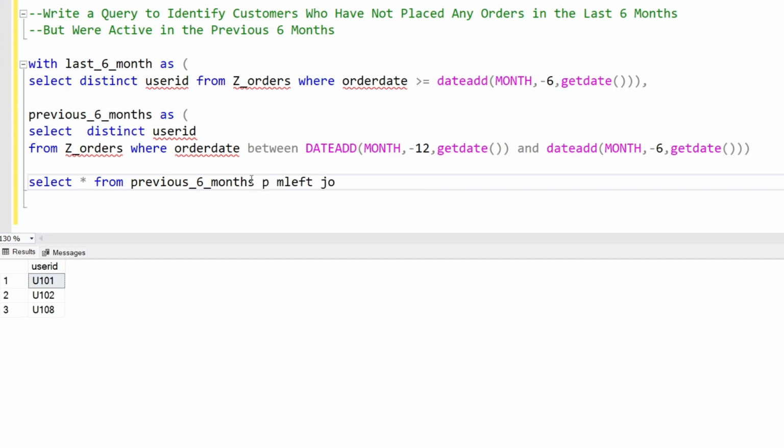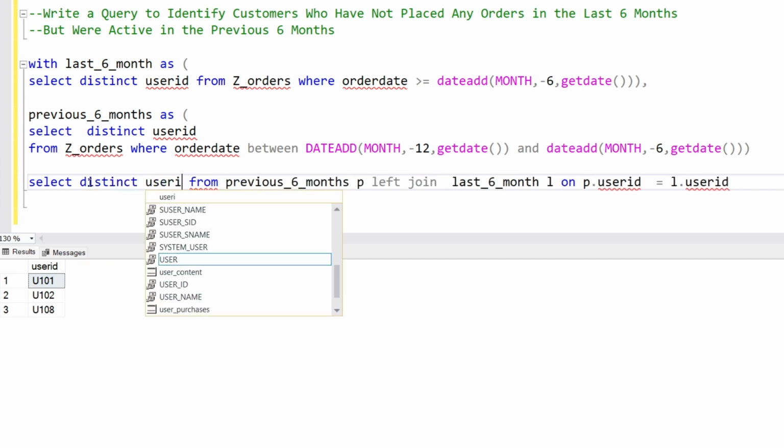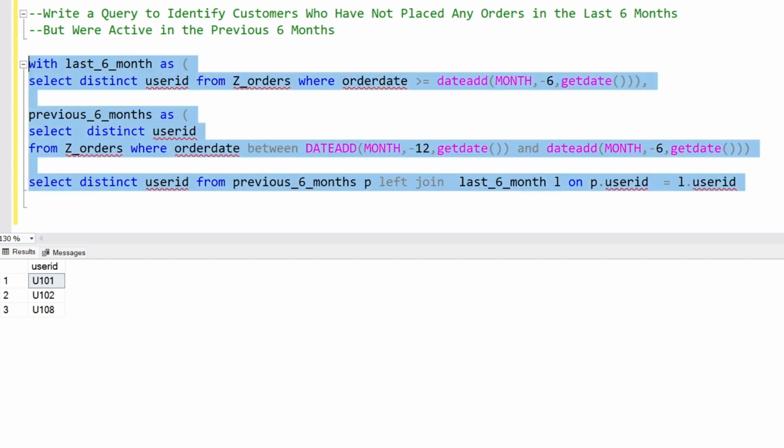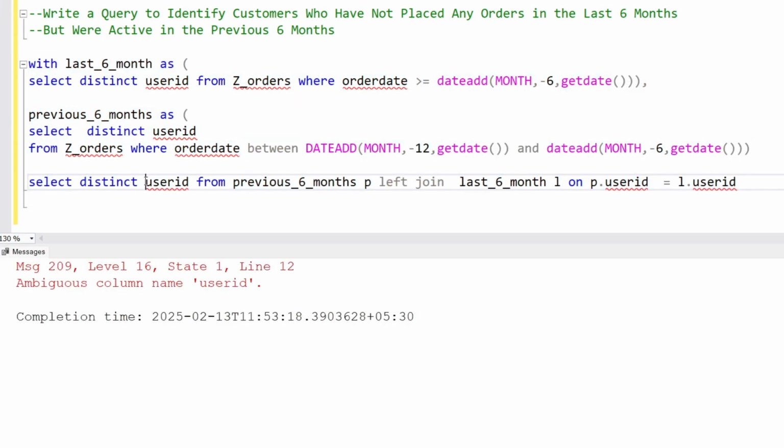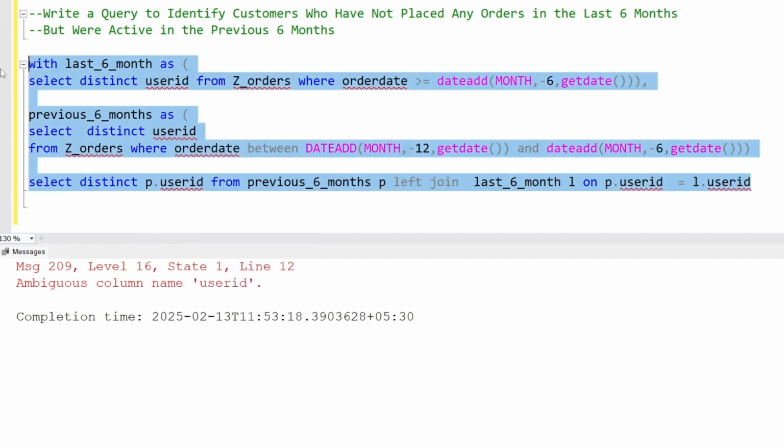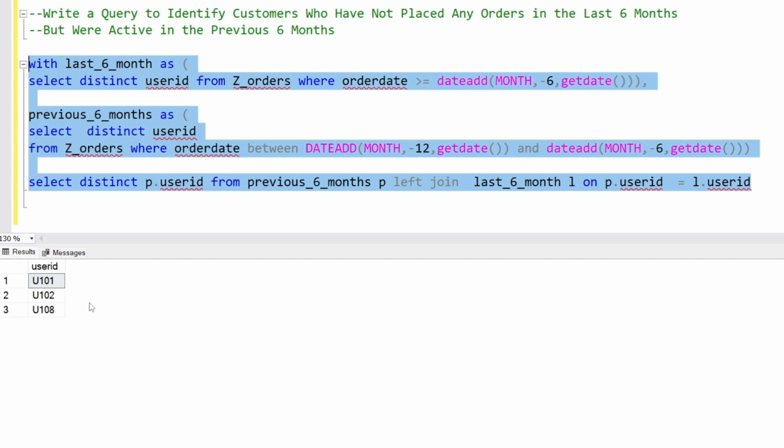P left. We're going to use a left join because I want all the data from the left table, and common data from the last 6 months, on P dot user ID equals L dot user ID. All right, and distinct user ID, P dot user ID. So the user IDs are 102, 101, 102, and 108.